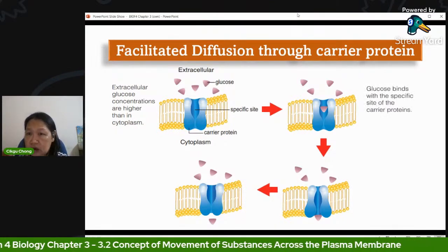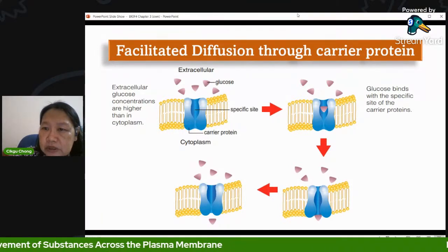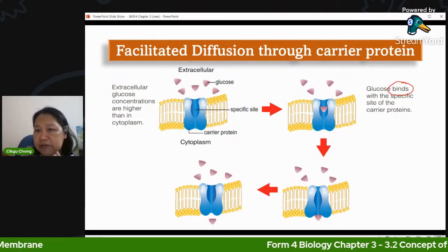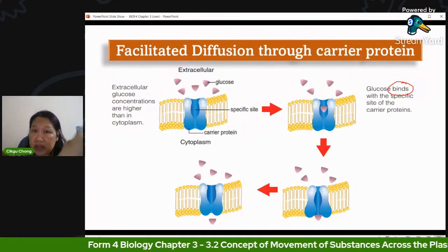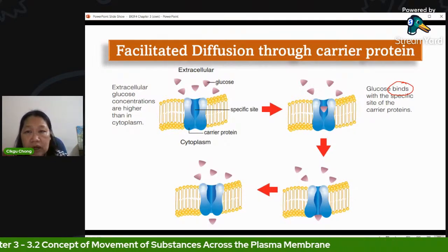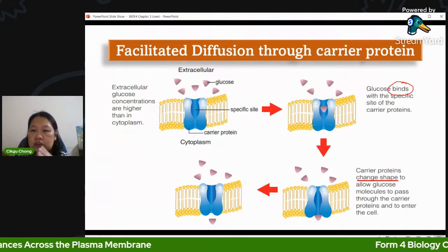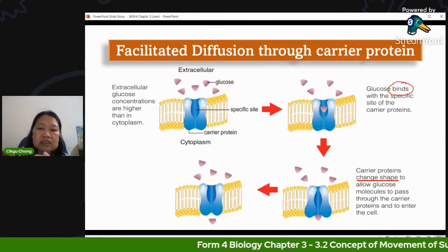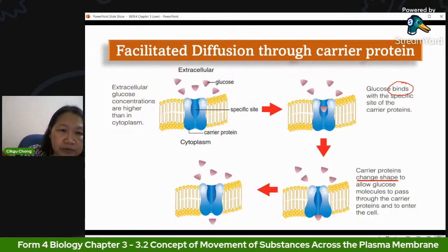The next thing, the first thing you say, is glucose binds. The word bind is important. It will bind to a specific site of the carrier protein. In the carrier protein, there's a specific site for the molecule you want to carry through to bind there. The important word here is bind. If I don't see the word bind, I don't give you a mark. Next, after it binds there, another important word is change shape. The carrier protein will be able to change shape. So you can see the shape has already changed.